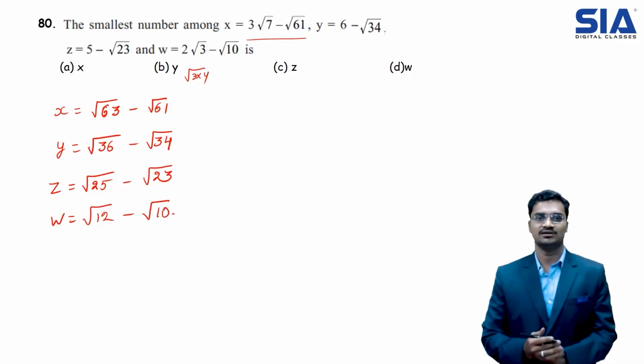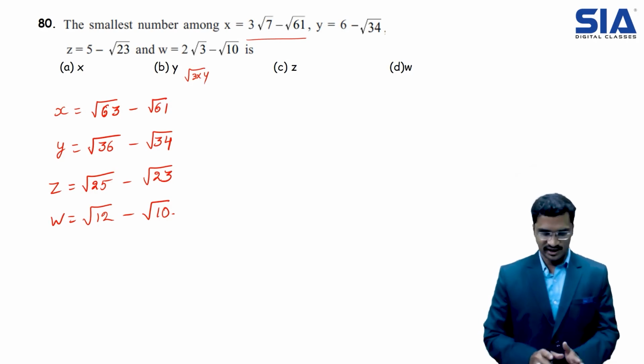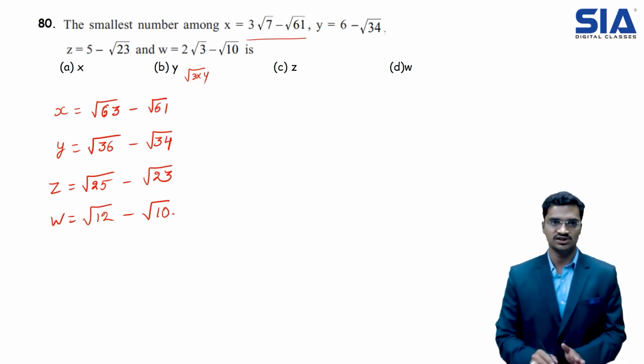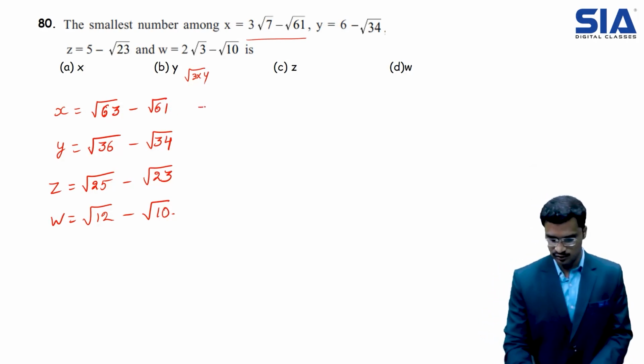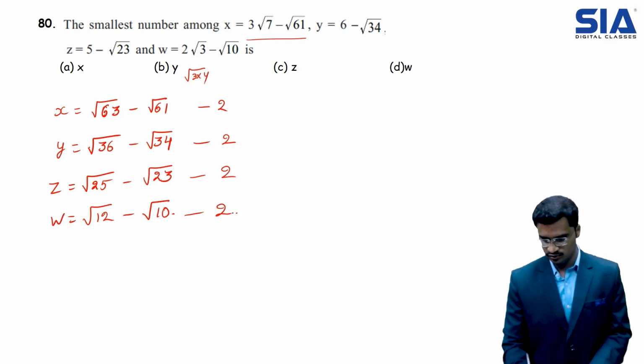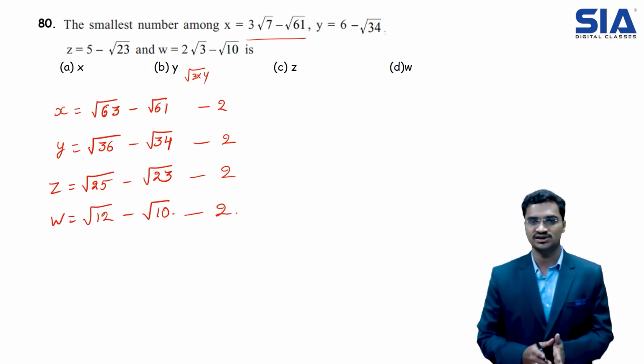So after writing this in this format, I can see the difference between all of these numbers. So 63 minus 62 is 2. 36 minus 34 is 2. 25 minus 23 is 2. 12 minus 10 is 2. So the common difference here is the same.